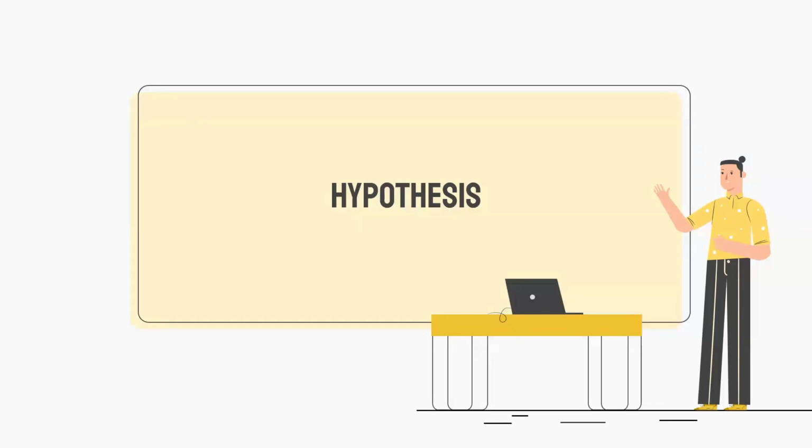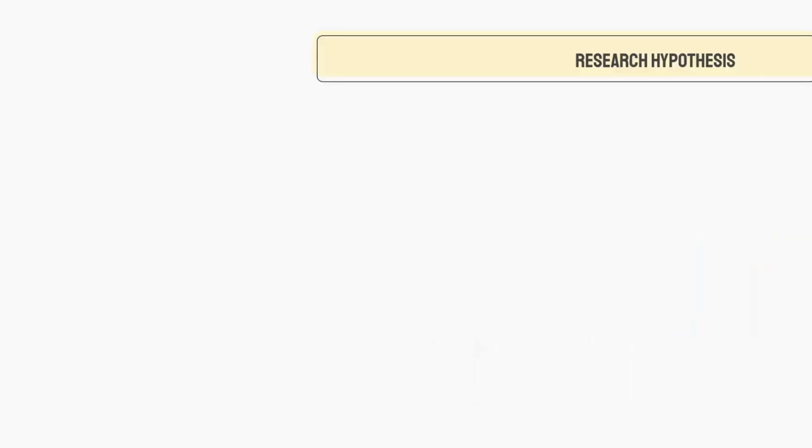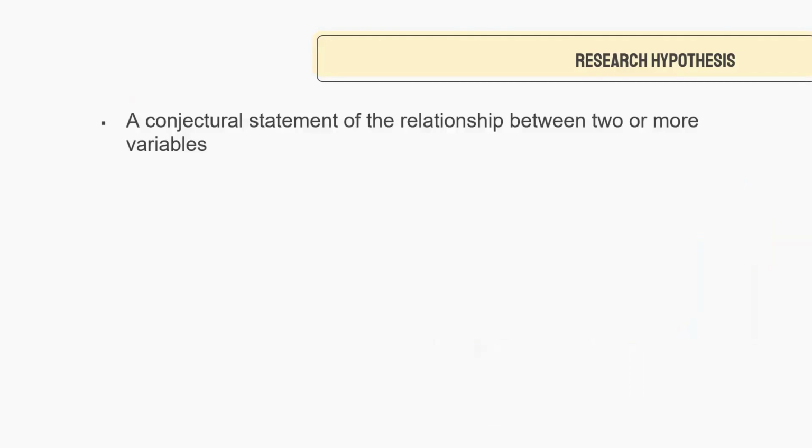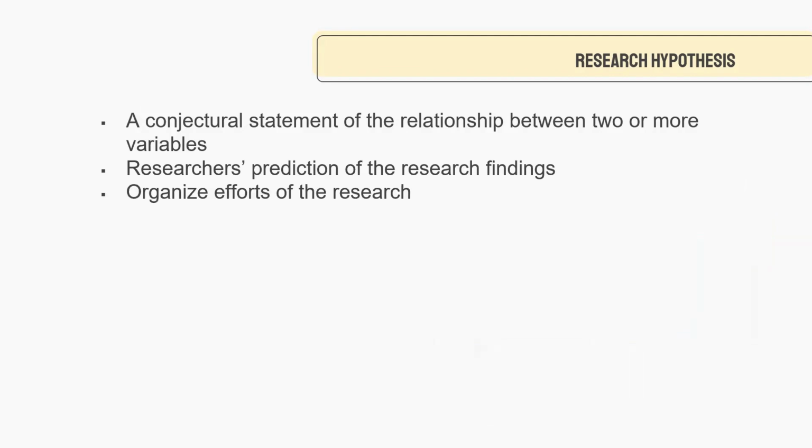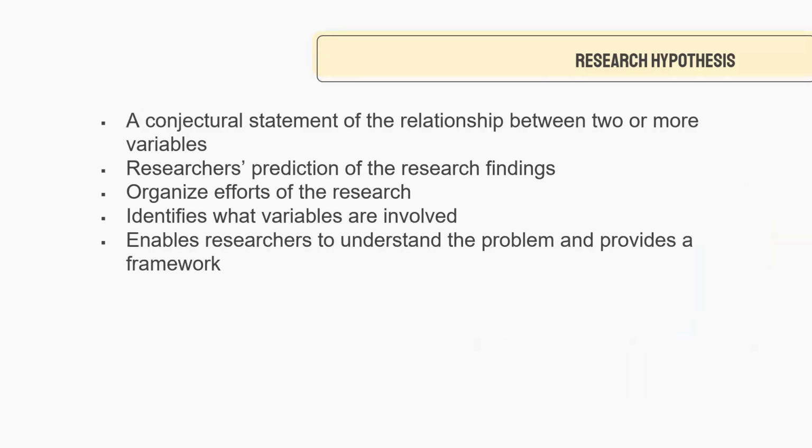Okay, let's move on to the hypothesis. A research hypothesis is a conjectural statement of the relationship between two or more variables. These are the researcher's prediction of the research findings. It organizes the efforts of the research, identifies what variables are involved, and enables researchers to understand the problem and provides a framework. They are the working instruments of theory. So before you have a theory, you must first form a hypothesis and support it with evidence.